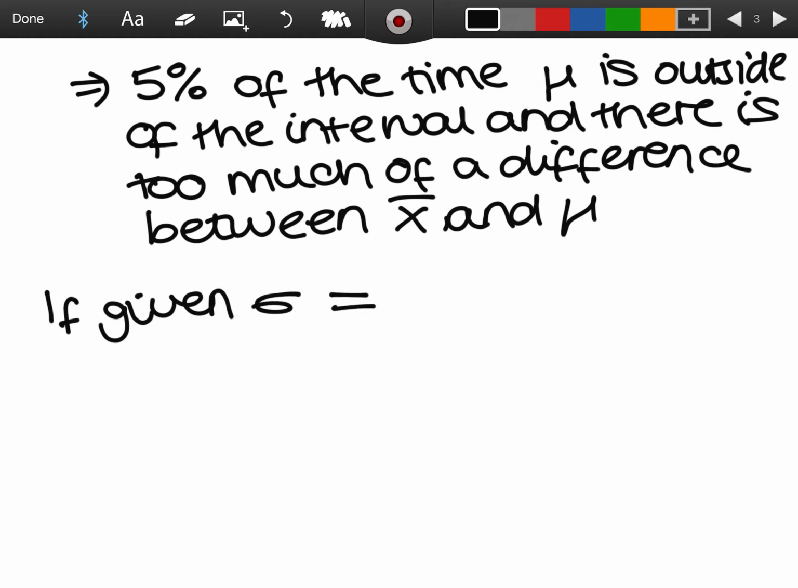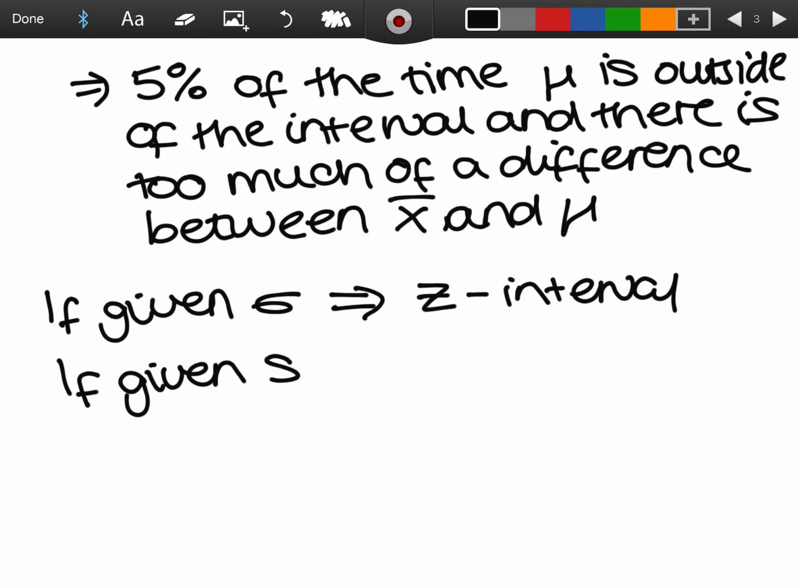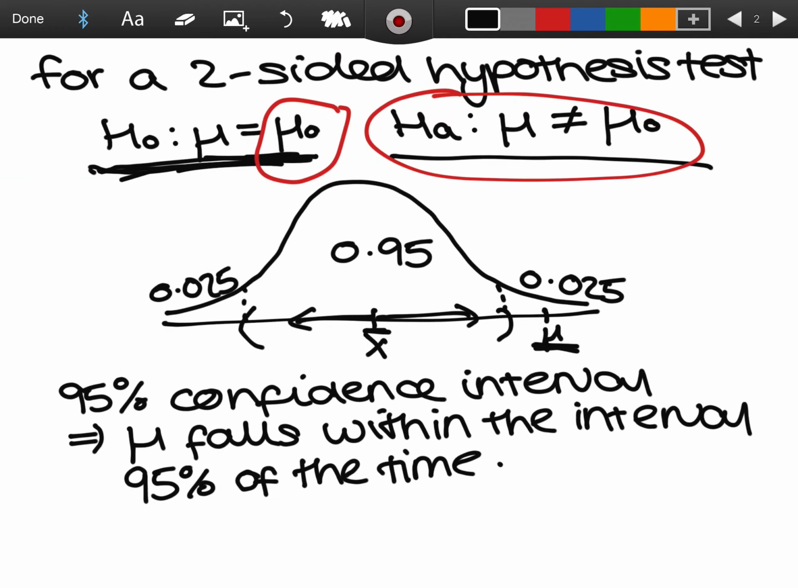So if given the population standard deviation, you go ahead and create a z interval. Okay, exactly the same as we did in chapter 10. If you are given instead just a sample standard deviation S, you go ahead and use a t interval. Okay, now you go ahead and you find that interval with whatever sample data that they have given you. Then you can go ahead and create these two hypotheses depending on what the question is asking. So they could say, okay, we think our mean is this, but because of our sample data, we think that it might actually be different to this.